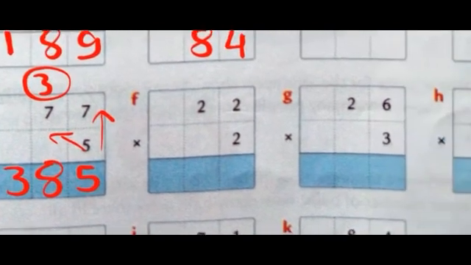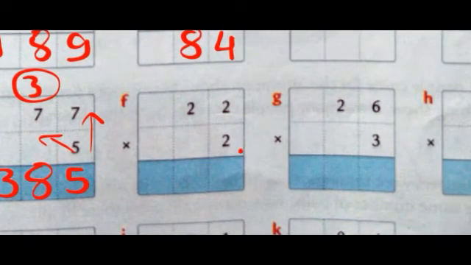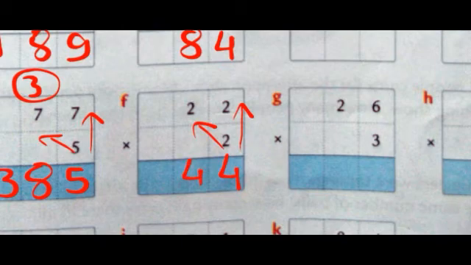Okay. Let's see this one now. We have to multiply 2 with 2 and then again 2 with 2. So what is 2 2s are? 4. Again 2 2s are 4. Here there was no regrouping. It was a simple one.